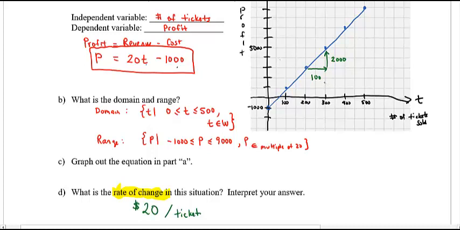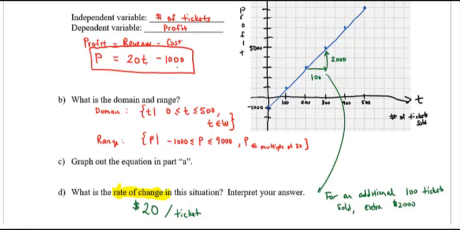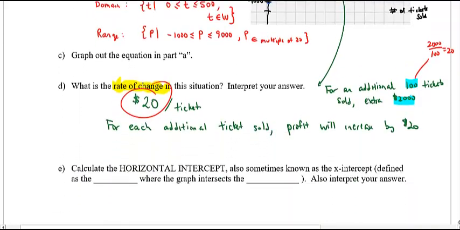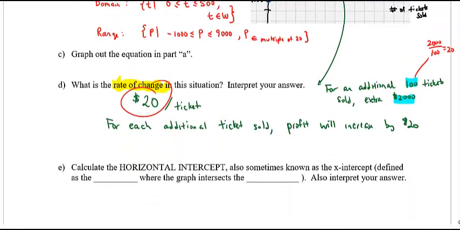So in this case, you could have also said here, for an additional 100 tickets sold, what happened? You got an extra $2,000. But if you look at that number or the ratio, okay, what is actually 2,000 divided by 100? Well, that's 20, and that just happens to be, once again, the same thing, $20 per ticket. So that's what this rate of change is actually representing.